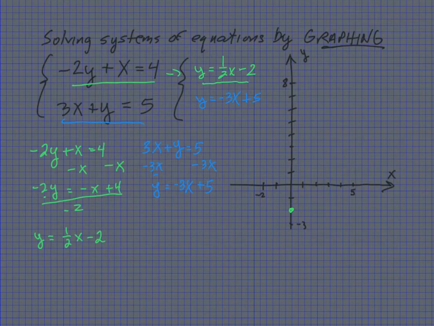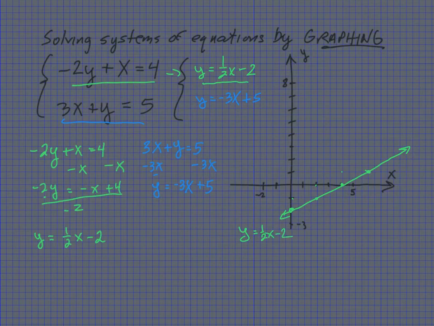So as I go up 1, I go over 2. As I go up 1, I go over 2. And so I have a linear line, and it never hurts to make sure you label it so there's no question what's what.